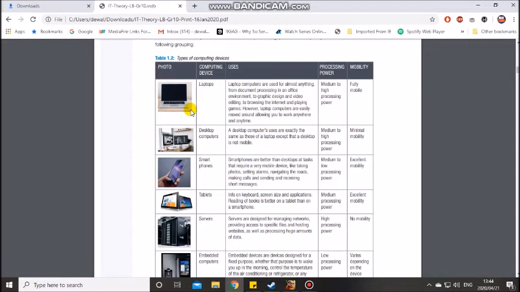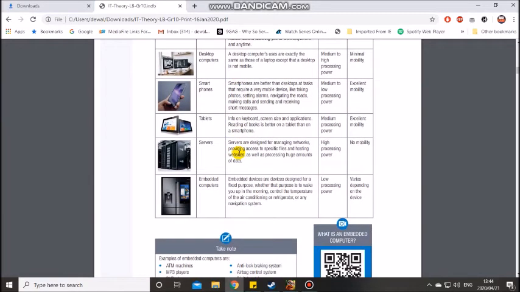Then we have desktops. Desktops are exactly the same as a laptop, but the desktop is not mobile. Also processing power, medium to high processing. Then we have smartphones, which have low to medium processing power, but the mobility is excellent here. Smartphones are better than desktops at tasks that require a very mobile device, like taking photos, setting alarms, navigating roads, etc., sending and receiving short messages on the go.